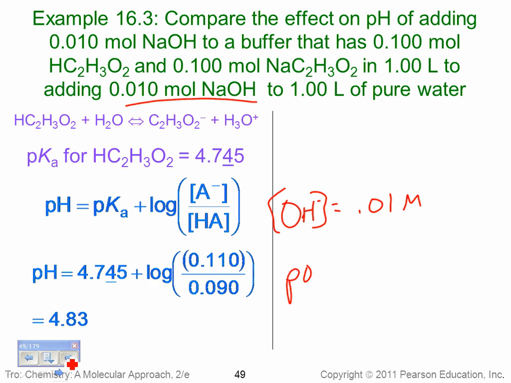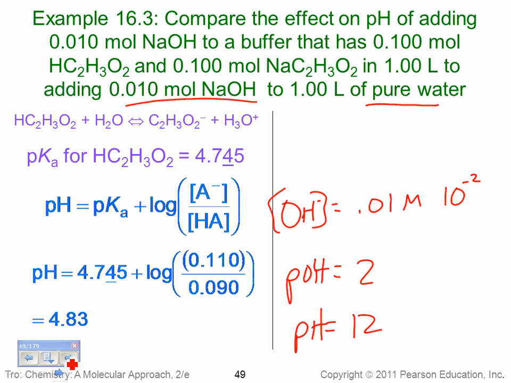What's my pOH? Make it even easier for you. This is something you can do in your head, right? This is 10 to the minus 2, 0.01. Okay. So, if it's 0.01, which is 10 to the minus 2, then pOH is 2. And if pOH is 2, then pH is how much? 12.